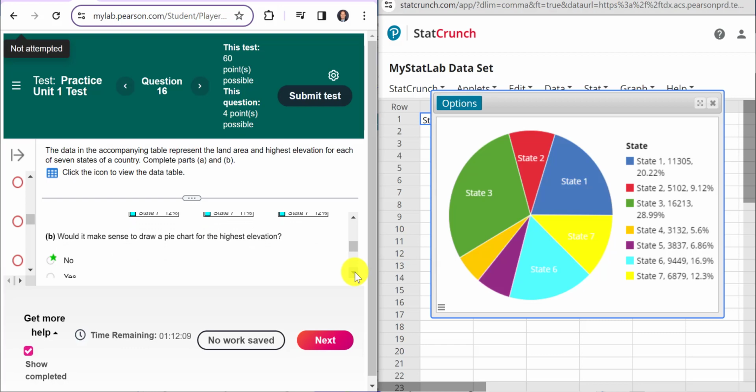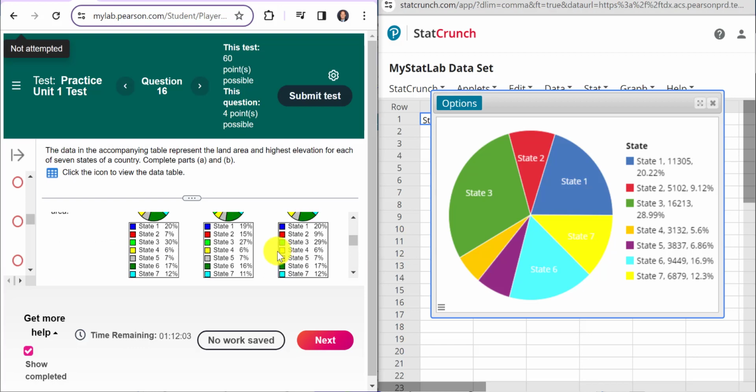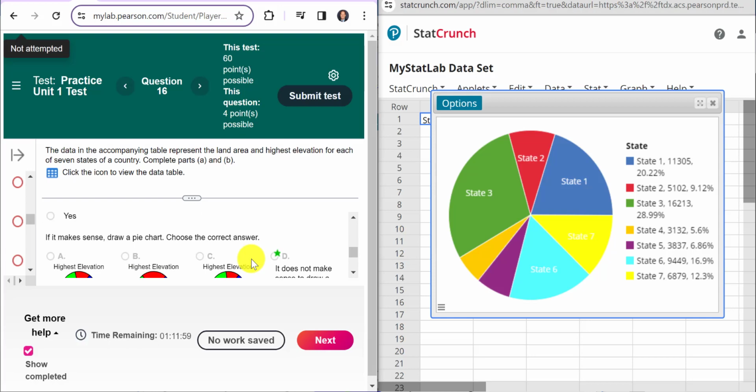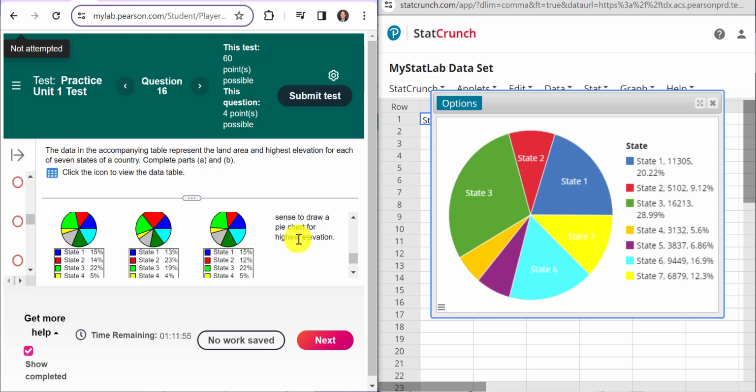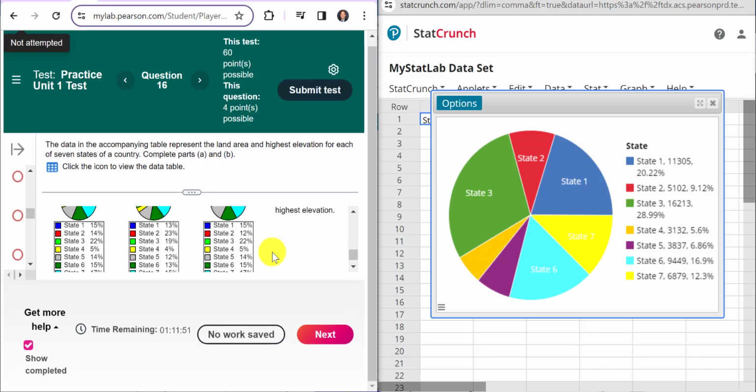Would it make sense to draw a pie chart from the highest elevation? No, because that's when you're trying to compare a part to another part. That would be better with a bar graph. So no, it doesn't make sense for that elevation. Cool.